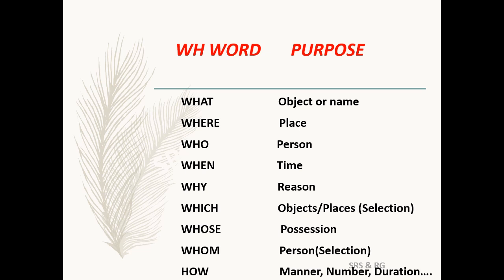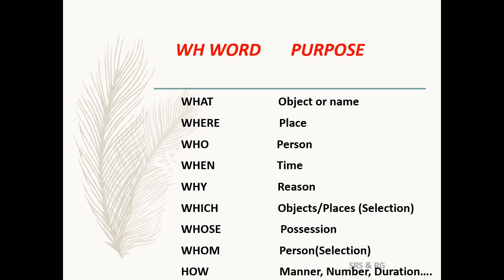Framing a WH question is a skill. To have this skill, we must have a clear idea about the usage of the WH word, its purpose and context. Knowing about this is very important. For example, if you want to get information about an object or the name of a person, then you go for what. For example, what is this? Where is used to locate a place, to know about the location of a place. For example, where is your book?